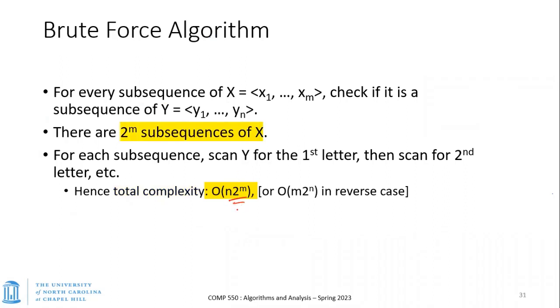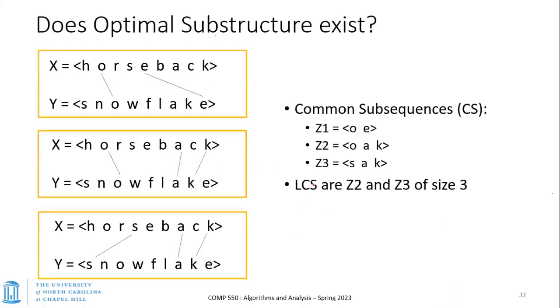Or if you pick the smaller one first, so for example, if N is smaller, then you would probably do M times 2 to the power N. You look at all the possible subsequences of Y rather than X because Y is smaller, okay? But in either case, it's a horrendous expression, okay? It's not just 2 to the power N, but it also has M multiplied to it. So the brute force algorithm clearly is not going anywhere, all right? So now we look at the first problem, which is, can we find a property which says that there is optimal substructure or not? Okay.